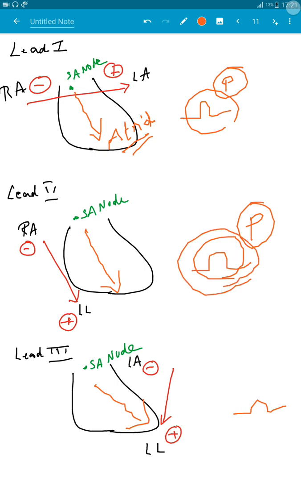So if you want to find any abnormality of the P wave or any pathology in the atrial depolarization, you can use lead 2. Keep in mind, we will be discussing this in the next video. So for any abnormality in the P wave, we use lead 2 because in lead 2 the P wave will have maximum positive deflection.